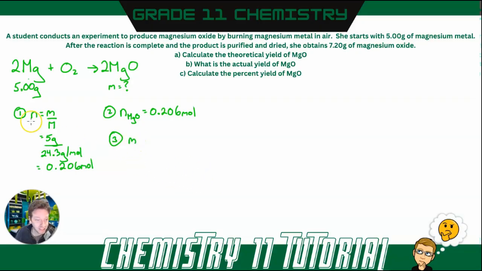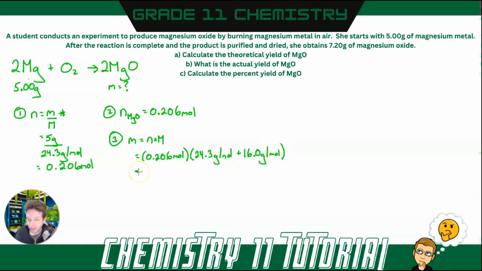And finally, step 3, calculate moles to mass of magnesium oxide. So mass, using that same equation we did in part 1, but rearranging for mass, mass equals moles times molar mass. So we have 0.206 moles. And the molar mass of magnesium oxide is, well, magnesium, so we've got 24.3 grams per mole, plus our 1 oxygen, which is 16 grams per mole. And we get a mass of 8.30 grams. And that is our theoretical yield.